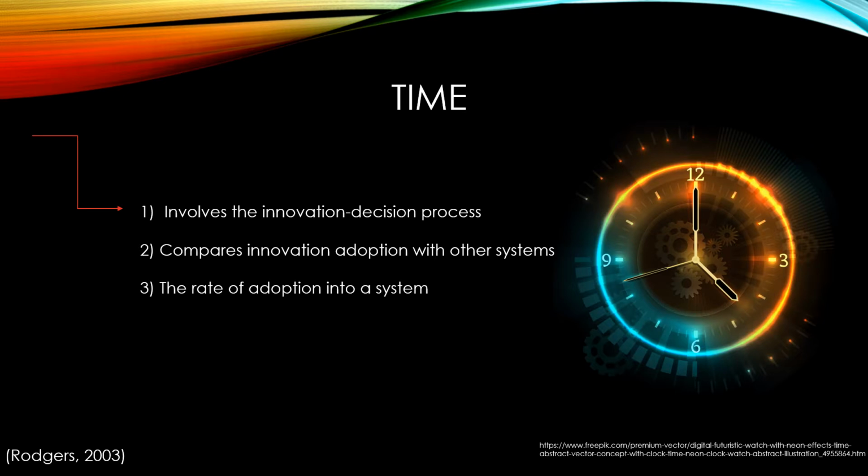Diffusion is a time-consuming process. The element of time relates to diffusion in several ways. First, time is considered in the innovation decision process, during which the potential adopters must initially accept or reject that idea. The relative earliness or lateness of when the innovation is adopted is also compared to that of other units of adoption. Lastly, the rate of adoption of an innovation into a system is measured over time. This process can take several years.